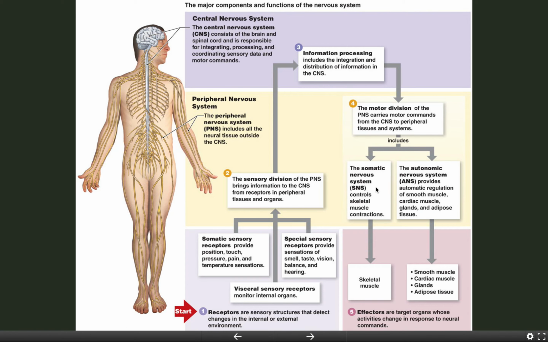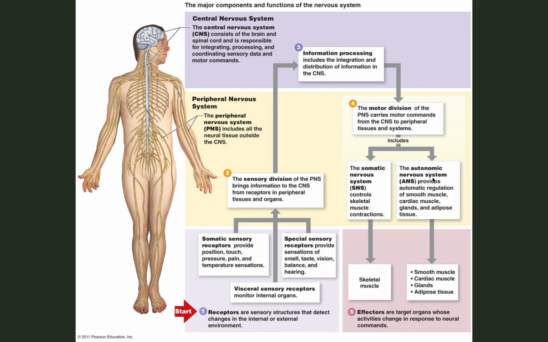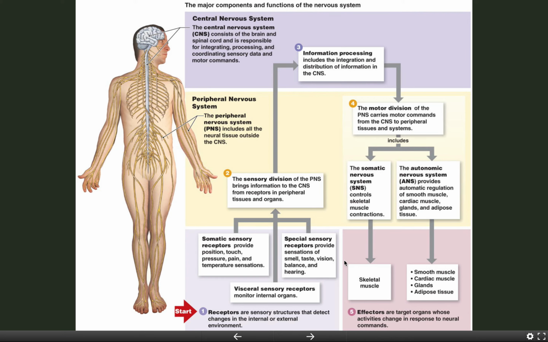We can see the motor division here is broken down into somatic, which is our voluntary muscles, and then our autonomic, which is involuntary, and we'll talk all about it in chapter 14.